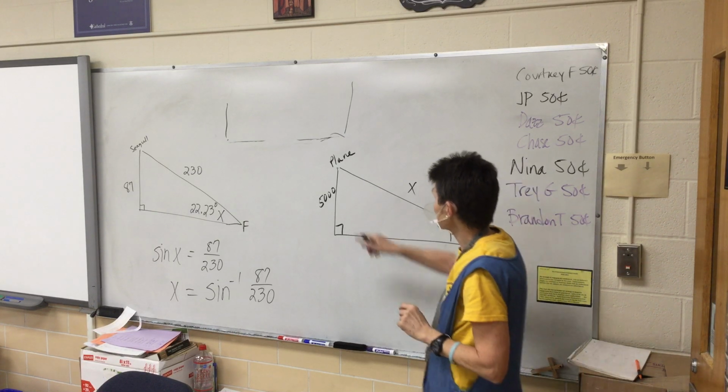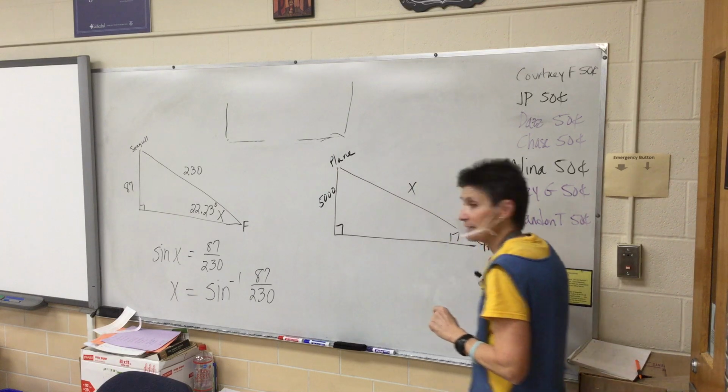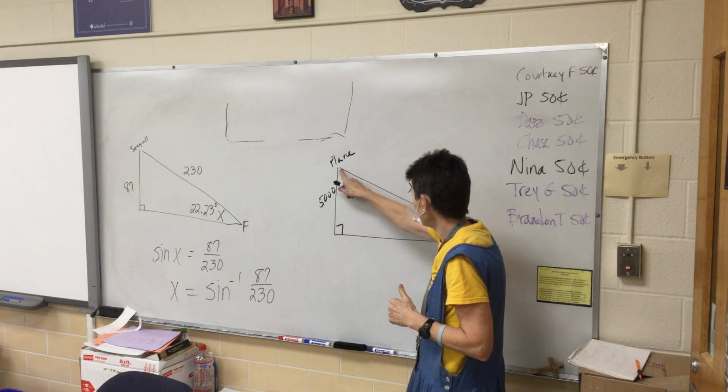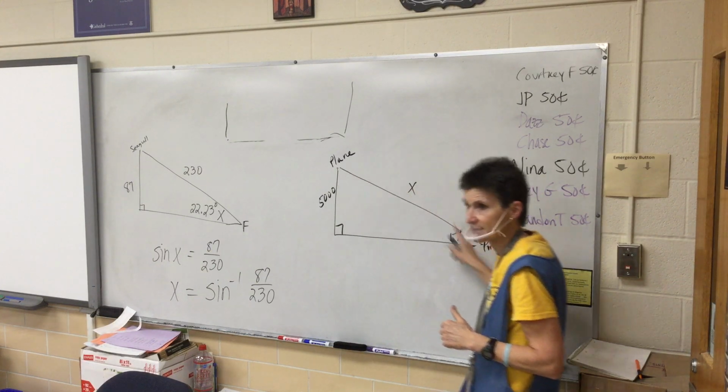Okay, so the hypotenuse is always going to be the distance? Well, yeah, if something's up here and something's down here, then that's going to be the distance between them.